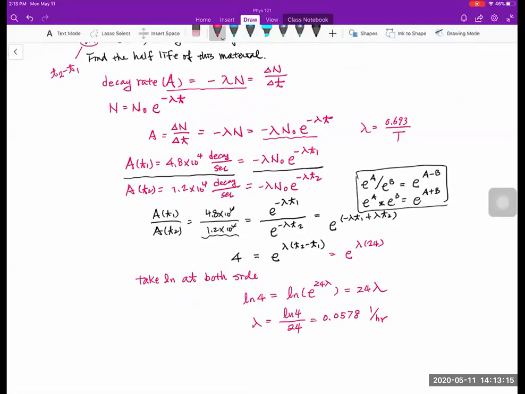Okay, now this is not the final answer. The final answer is we need to find the T, which is the half-life. That is 0.693 over lambda, and then you take this number over there, and you get 12 hours. Okay, question about this? I think this is the hardest part of this whole calculation. Are we all good?